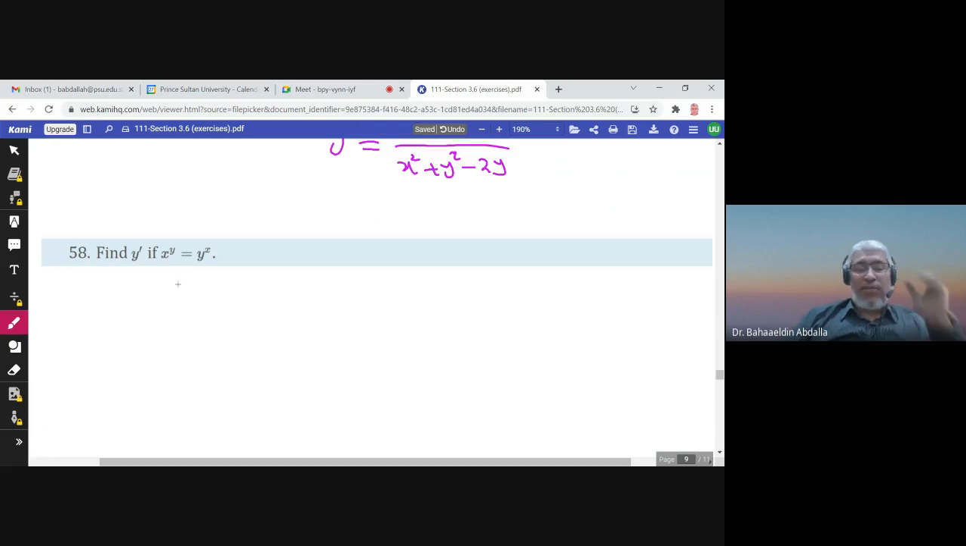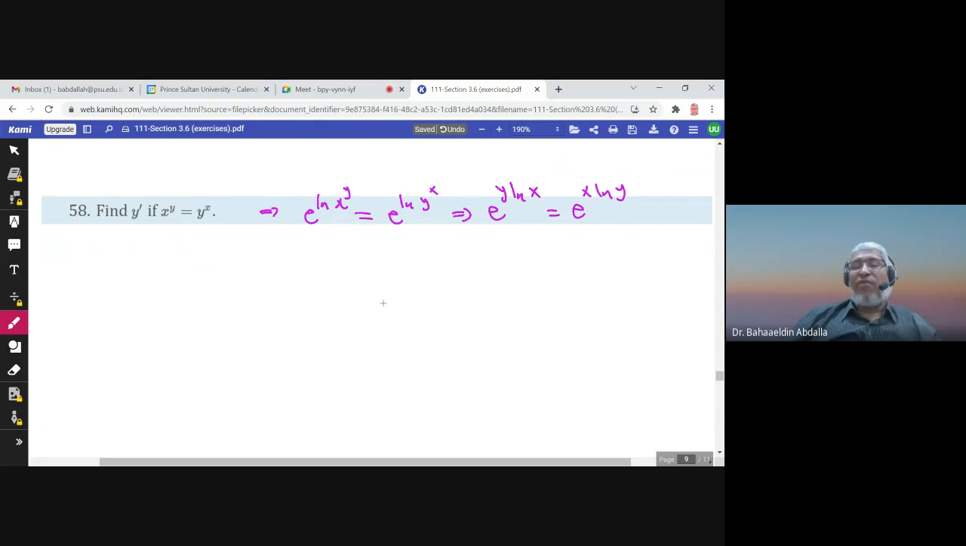Again, find y prime. But here I have x to the power y, function to power function, and y to the power x. I don't have a rule to deal with this problem. I need to use logarithmic differentiation, or I can write x to the power y as e to the power y ln x, and y to the power x as e to the power x ln y. And then I take y here and I take x here. So I can do it like this. And now I can find the derivative.